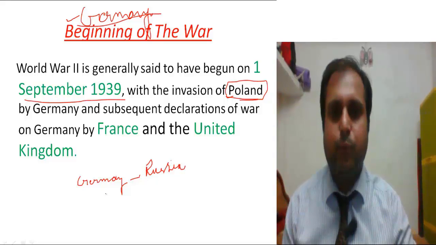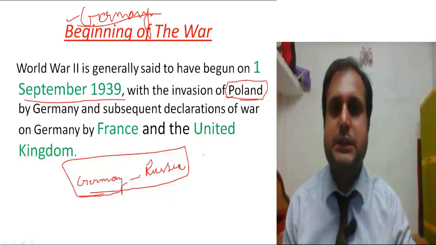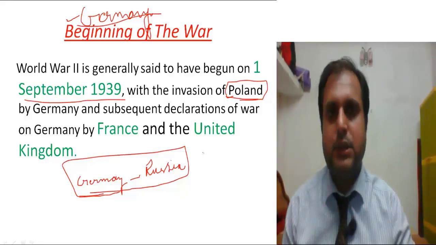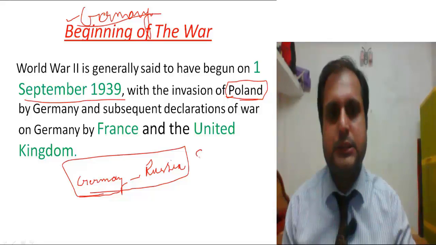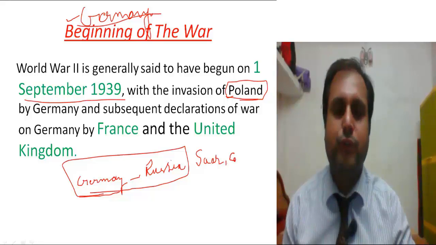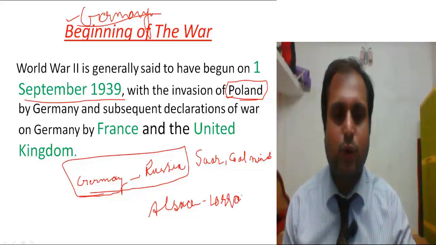Even before attacking Poland, Germany attacked a number of countries like Czechoslovakia. Czechoslovakia is a country which was attacked by Germany. The Saar Basin is mainly famous for its coal fields, its coal mines. Alsace-Lorraine is a part of Europe. It was also captured by Germany.